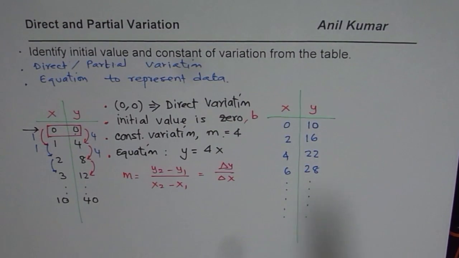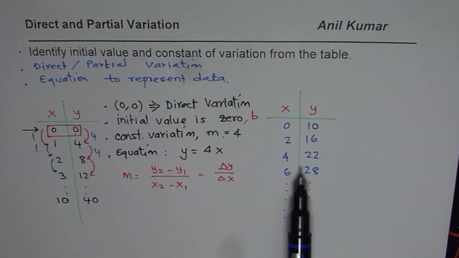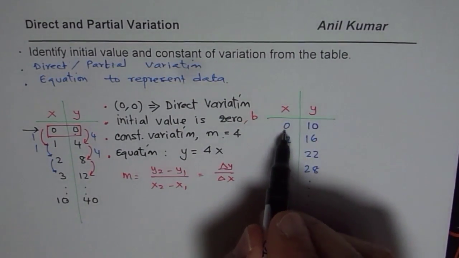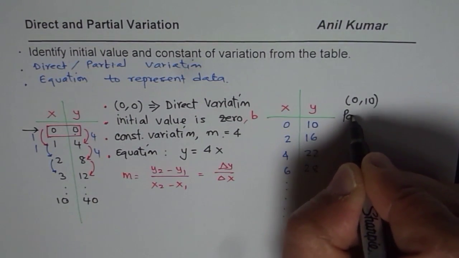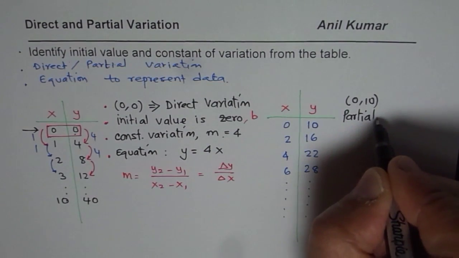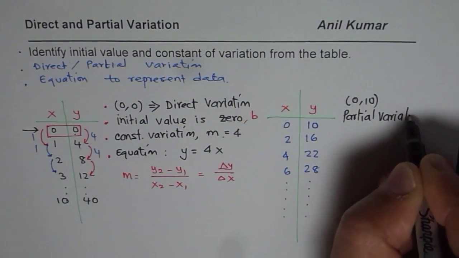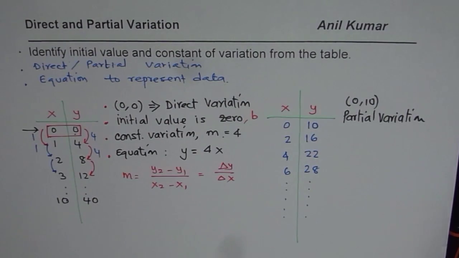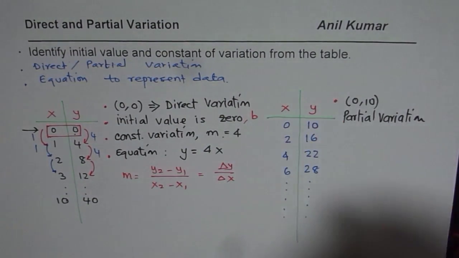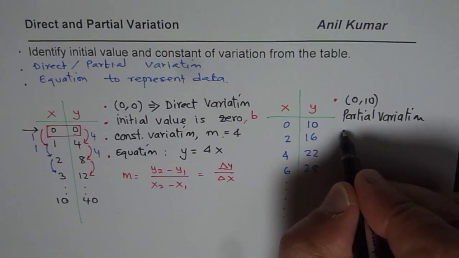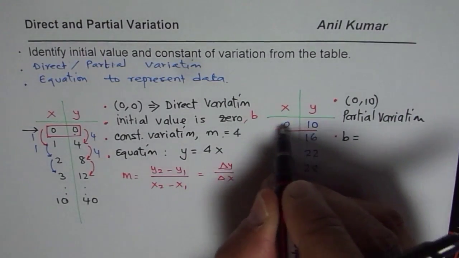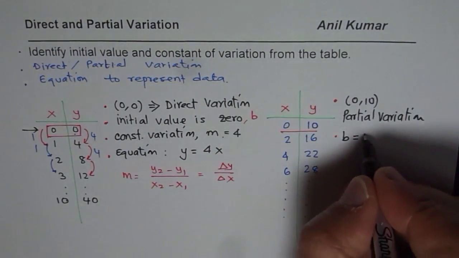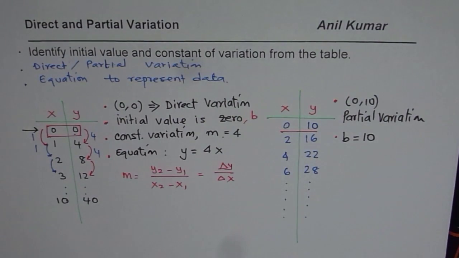Now the question is, this data, what does it represent? Does it represent direct or partial variation? Well, since at 0 we have 10, so we have 0, 10, that means it is partial variation, correct? So we got the first answer. The second one is, what is the initial value? So the initial value, let me write b as the initial value, is the value at 0, right? So at x equals 0, it is 10. So the initial value is 10 for us.